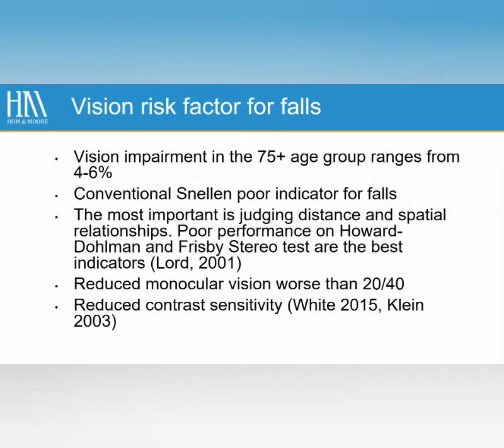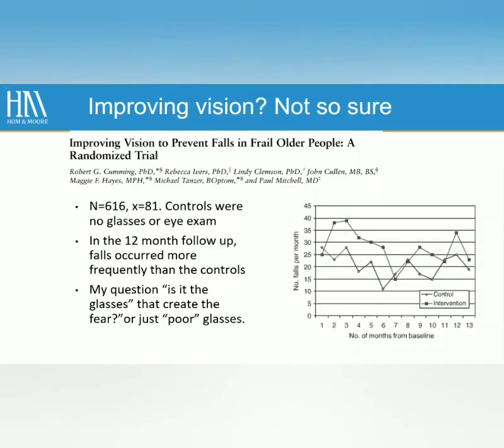Judging relationships, even monocular vision, the presence of monocular vision differences, and also contrast sensitivity may be better indicators of the risk for falls than Snellen acuity. So here's a particular test. What happens if we try to change the vision to prevent falls? We can see that in general it's not necessarily, it may help in the very beginning, and they still may help, but you can see that the chances of fall aren't necessarily related.